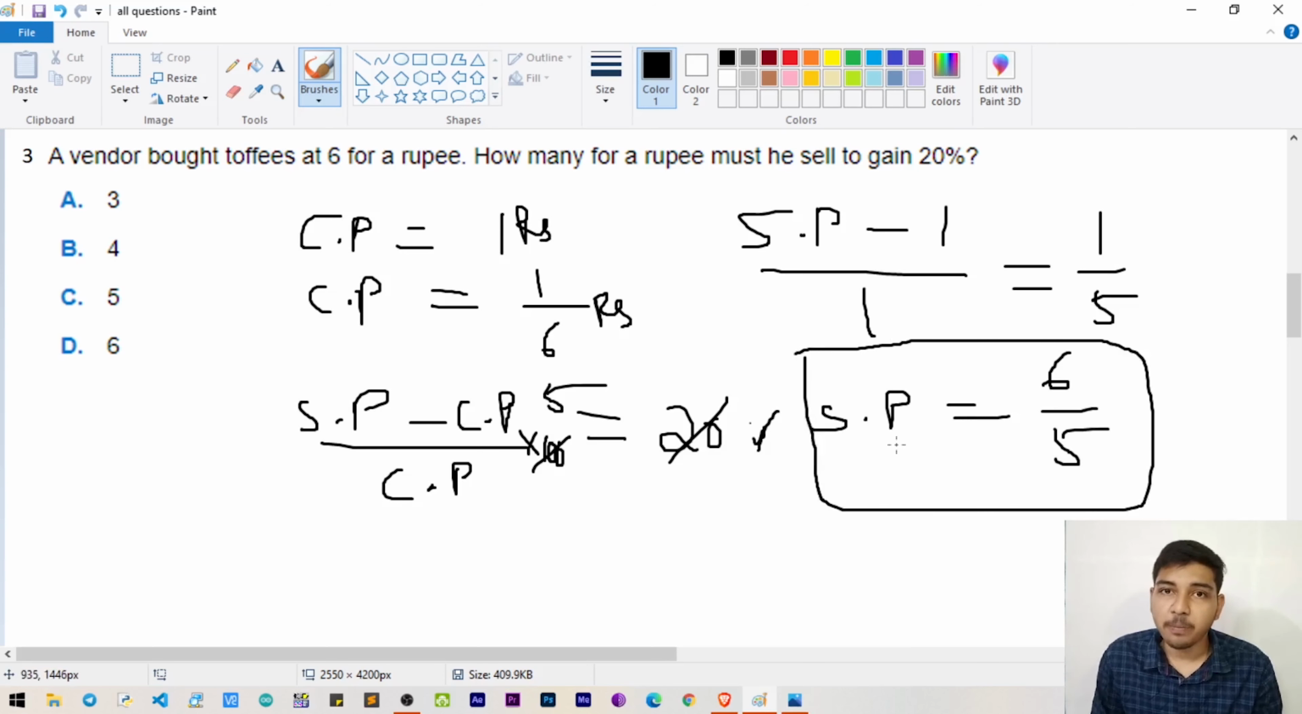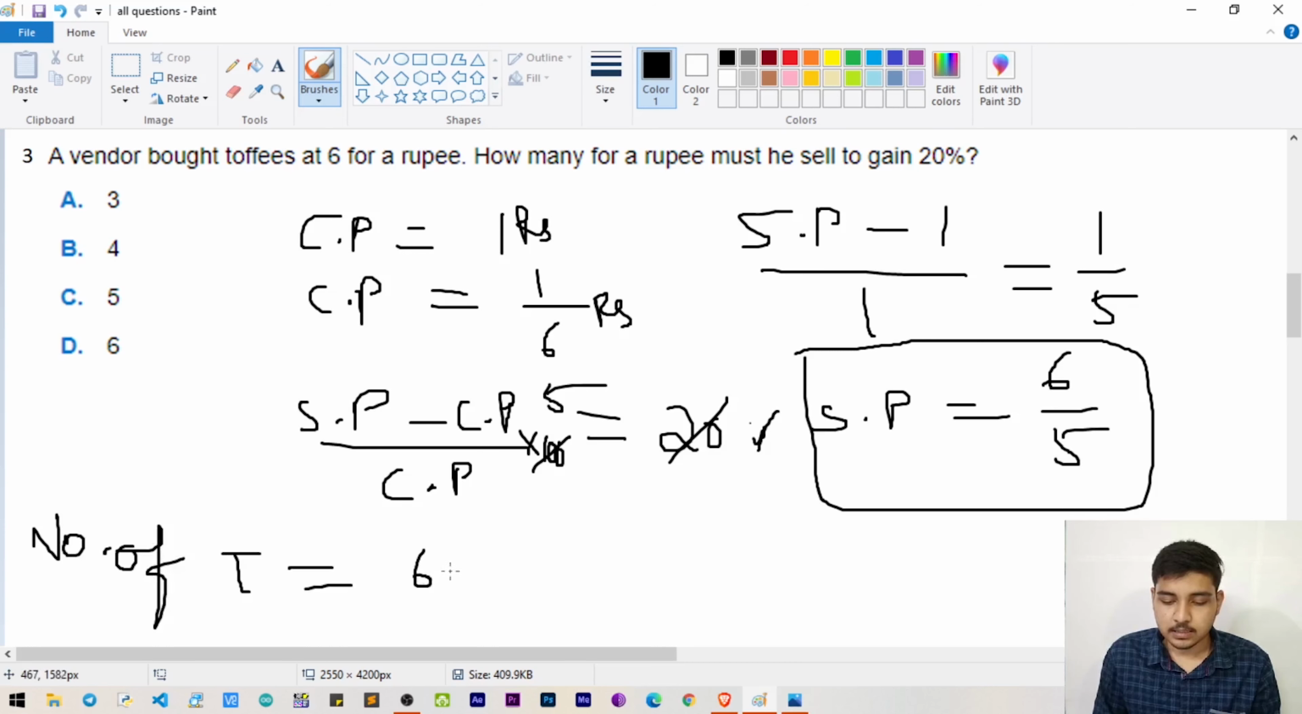But we need to find out how many toffees we need to sell in order to get 20% profit. So you can simply use this formula. So number of toffees is equal to 6 by SP. So this will give you 6 into 5 by 6.